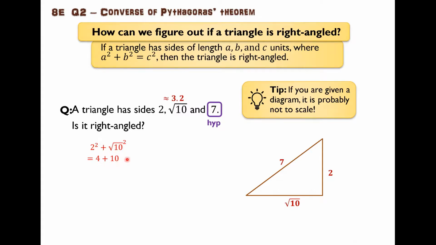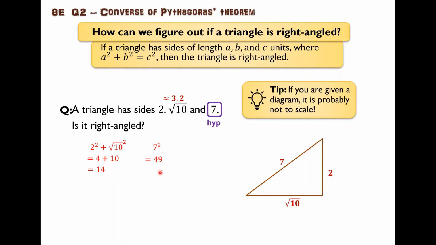Really important to step out the working as much as you can in this, because it's very easy to get confused. The 2 got squared, but this number ended up being 10. Anyway, 4 plus 10, well, that's 14. On the other side, I've got 7 squared, which is just 49.